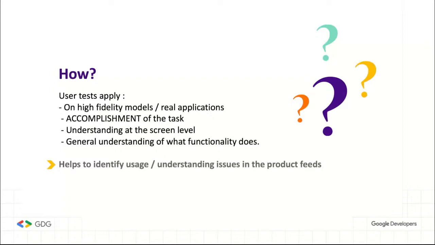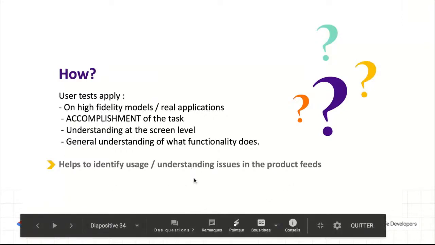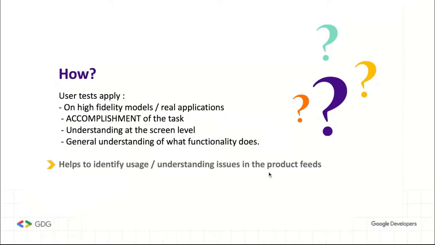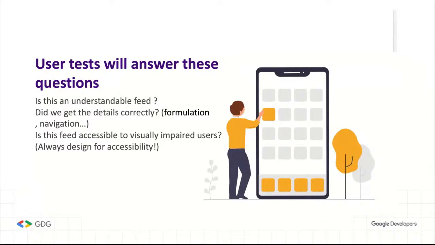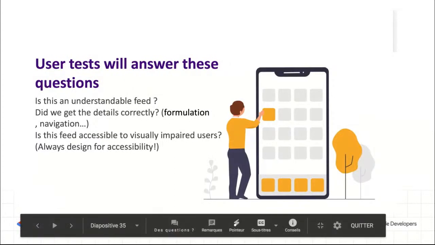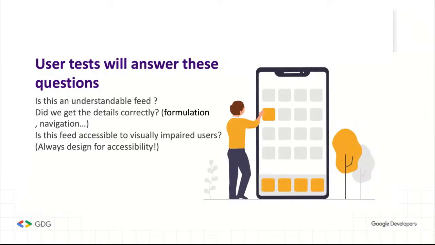Why we do this: to see how users accomplish a task on the website, and to understand at the screen level and generally what the functionality does. Usability research and testing helps to identify usage and understanding issues of the product. User tests will also answer these questions. Is this an understandable product? Did we get the details correctly? Formulations, navigation of the website? Is this product accessible to visually impaired users also or not? Because we always design for accessibility.